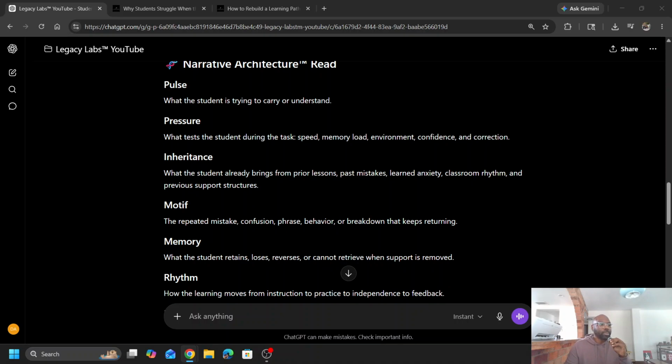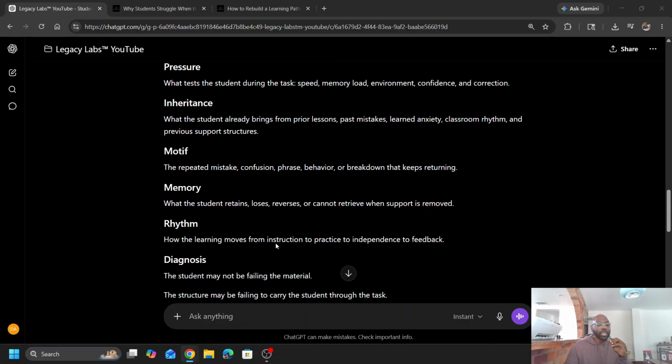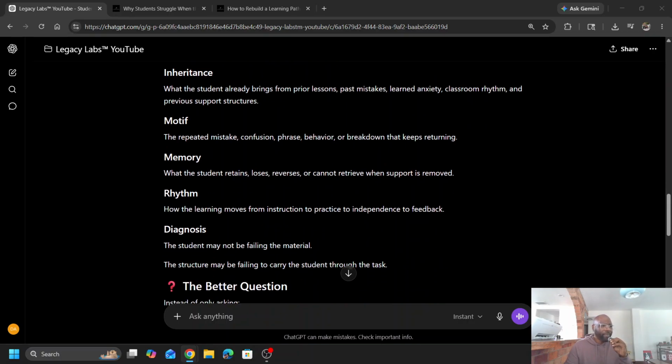And rhythm. How does the lesson move? Instruction, model, practice, correction, independence, feedback. If the rhythm moves too quickly or support disappears before the skill has stabilized, the student might collapse before the learning has had time to hold. So the diagnostic is this: a student may be failing the material, but the structure may be failing to carry the student through the task.